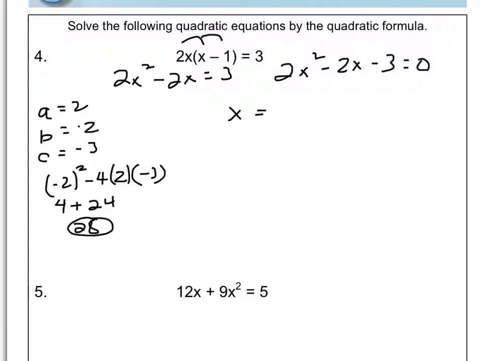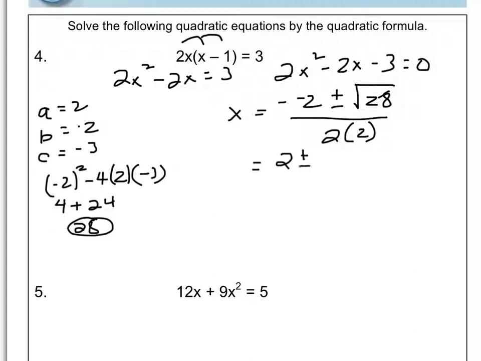The opposite of b, the opposite of -2, plus or minus the square root of the discriminant, which is 28, divided by 2 times a, which is 2. Okay, so again, the opposite of -2 is going to be positive 2. So this is 2 plus or minus the square root of 28 divided by 4. But as you look at this, the square root of 28 has a perfect square in it. Again, 4 times 7, and the square root of 4 becomes 2 square root of 7.